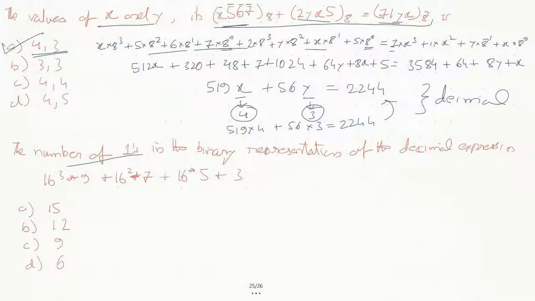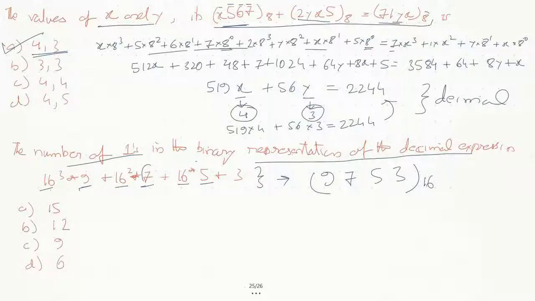Okay, the number of ones in the binary representation of the given expression. So from the base or the positional value we can understand it's a hexadecimal number, right? As it is 16, it is a hexadecimal number. So we have 9753, written in hexadecimal, and we have to find the equivalent binary representation, that is the number of ones in the binary representation. So let us convert it into binary.